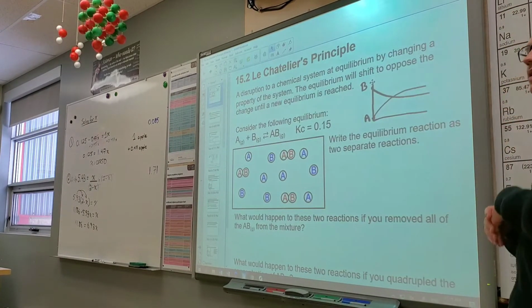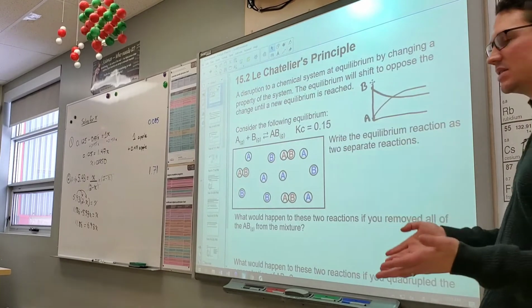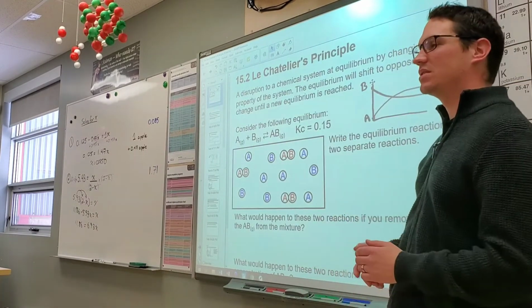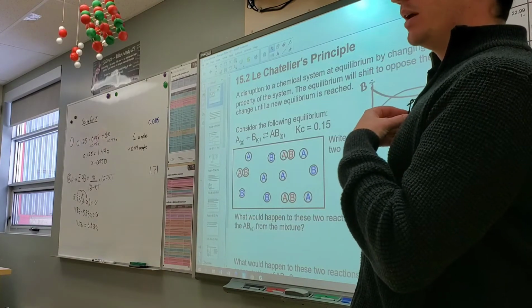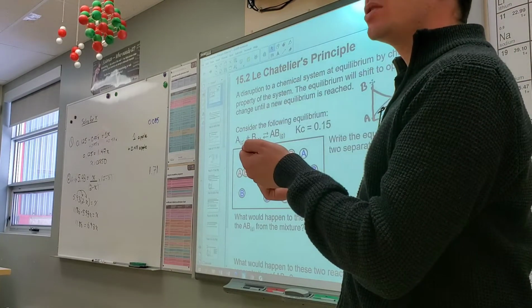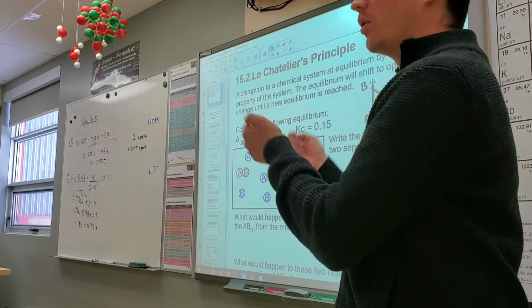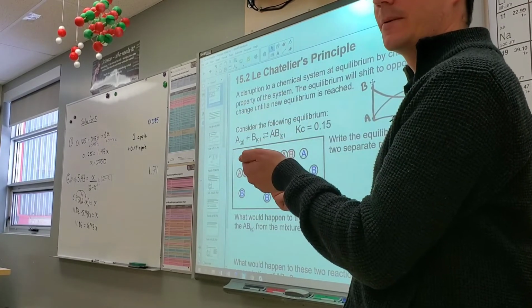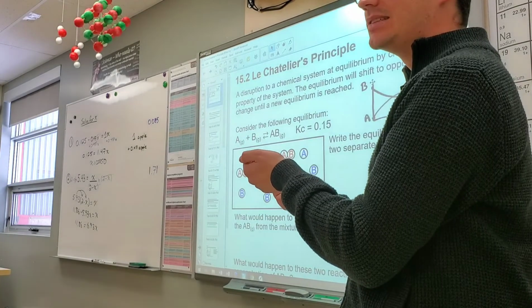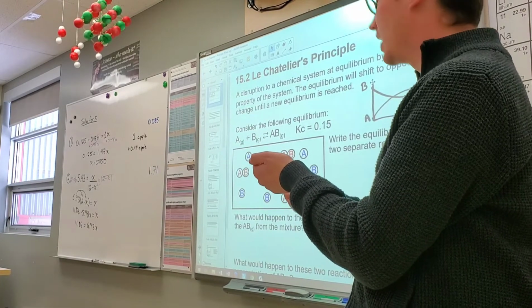Other things we could do, we could change the volume or the pressure in the system. We could change the temperature in the system, right? What do I do to an equilibrium? What do I change by heating up or cooling down a system? What do I change by changing the temperature? Do you remember? Kc, the value of Kc.